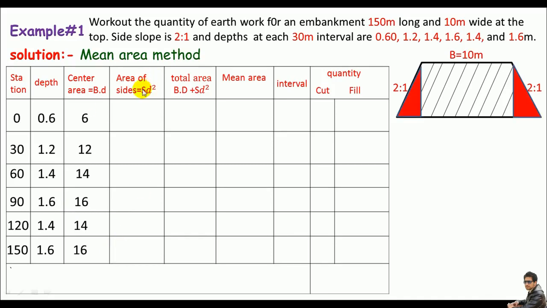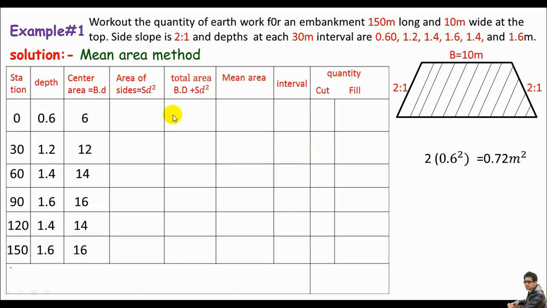In the fourth column, we need the sides area. The sides are just triangles. Remember, we have a nice formula, SD square, so I'll plug into this equation. I need to calculate the sides area for station 0. S is 2, so I take 2 times D square, and the depth at station 0 is given as 0.6. So 2 times 0.6 square gives 0.72 square meters.